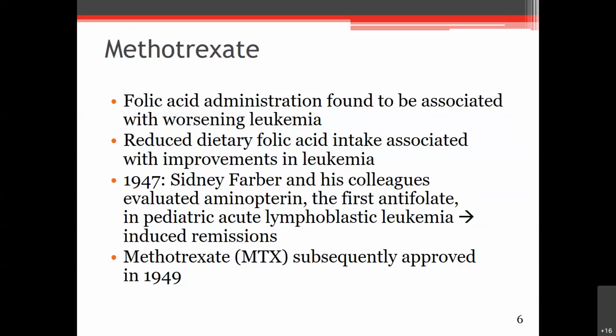So these investigators then tested the opposite hypothesis to see if blocking folic acid synthesis was beneficial. Sidney Farber and his colleagues tested aminopterin, which was the first antifolate, in peds patients with ALL. And they were the first group to report achieving remissions in this patient population. They were able to achieve remission in 5 of 16 patients who they were studying. Unfortunately, aminopterin did end up having a poor side effect profile, and it did not lead to sustained remissions. So methotrexate was subsequently approved and has since become widely used over the years.